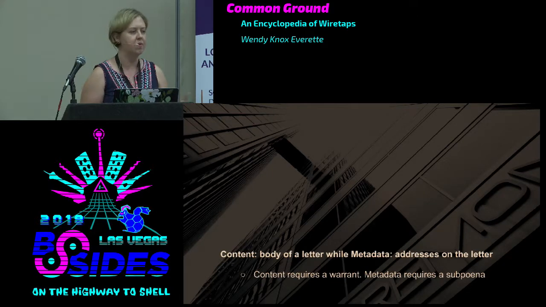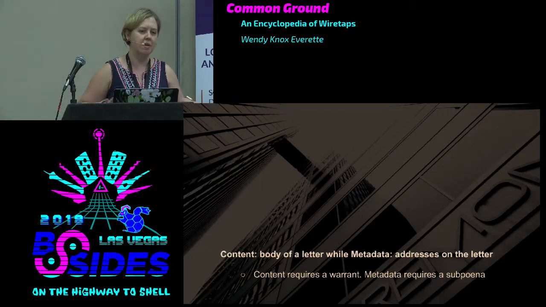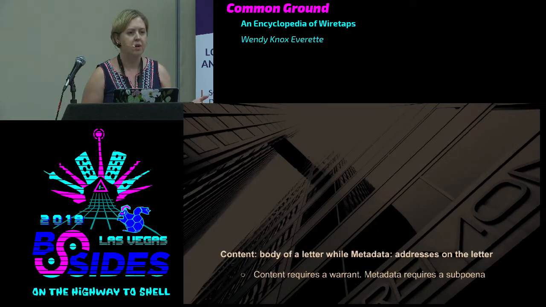The idea was, well, the addresses are on the outside of the envelope, anybody can see them, as they're in the mailbox and so forth. So we have essentially the split in how we think about data, whether it's metadata or content data. Content data requires at least a warrant.